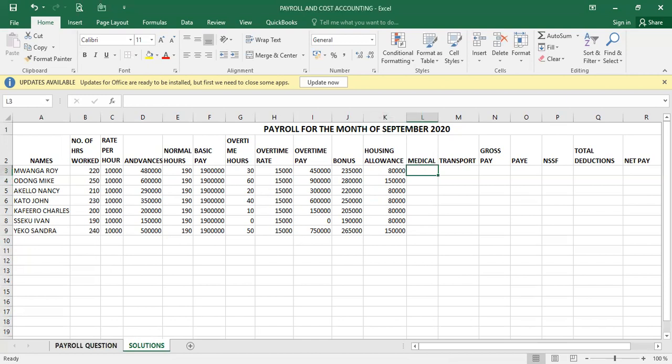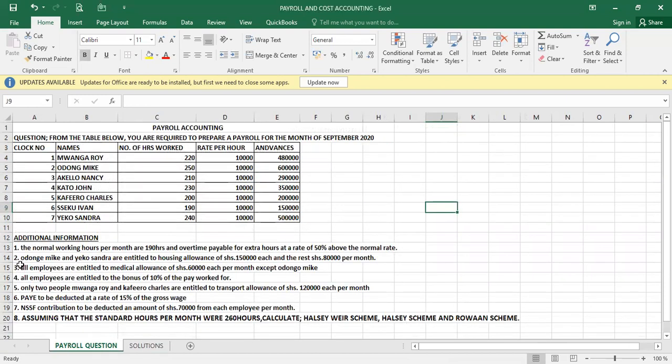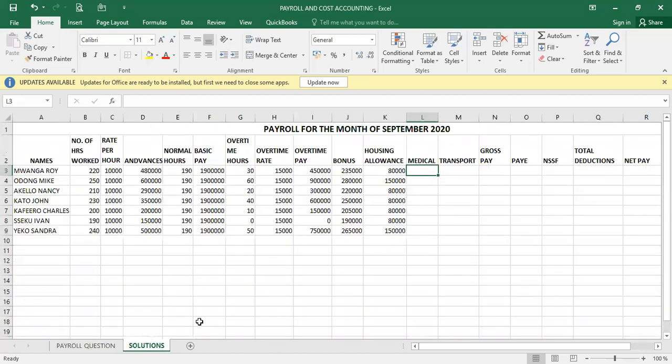Then you go for the medical. Medical allowance, they said all employees are entitled to a medical allowance of 60,000 each per month, except Odong Mike, meaning it's only Odong Mike who is not going to receive that medical allowance. So the others are receiving 60,000 per month. You can drag here, but they told us Odong Mike is not supposed to receive that, so he is supposed to receive 0.